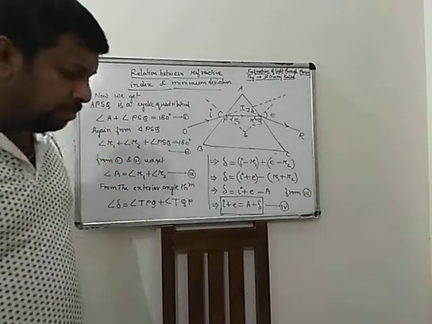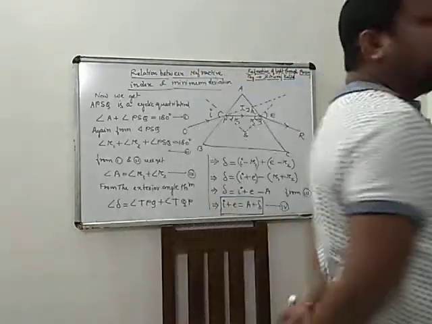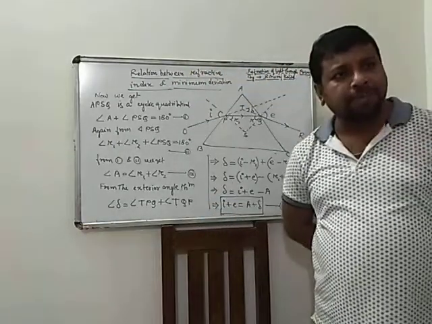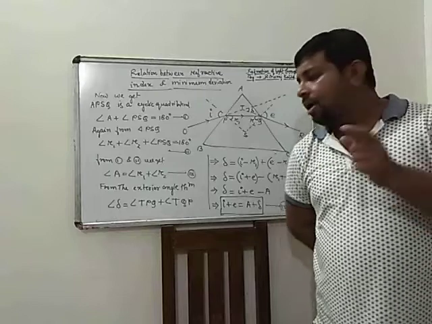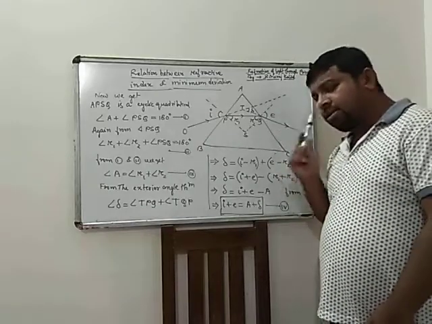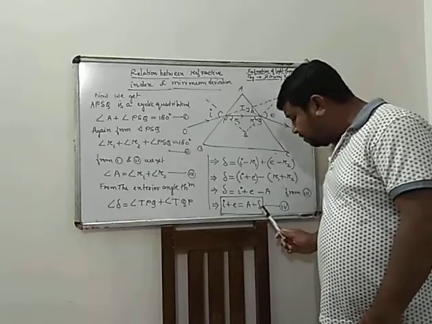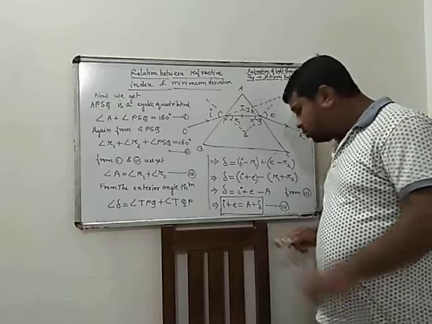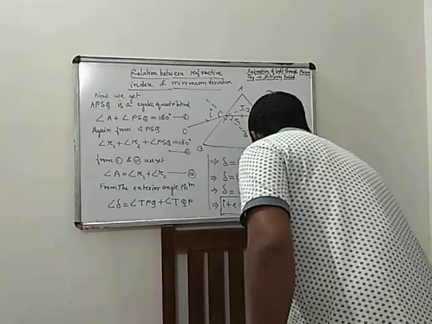Okay, so at minimum deviation we know, in case of minimum deviation, angle of incidence is equal to angle of emergence. So at minimum deviation, A is to delta.